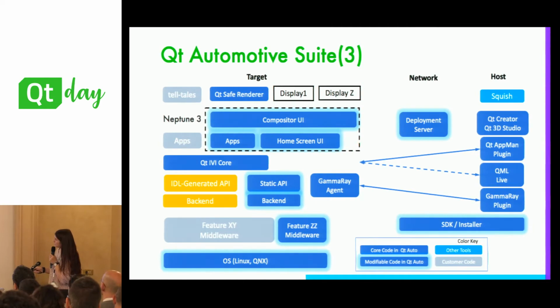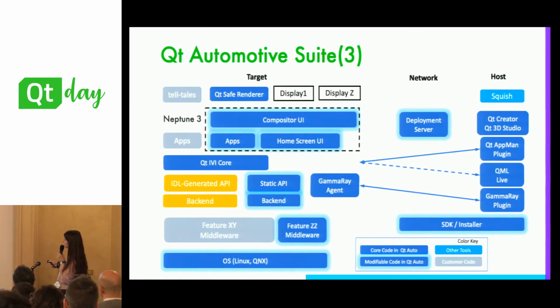When it comes to Neptune, that's the whole UI. We have the compositor UI, called System UI, the applications that Neptune brings, and the home screen UI. And of course, the customer can implement their own applications and integrate those in Neptune. Then we have the Qt IVI core and our backend below, the features, and the OS.